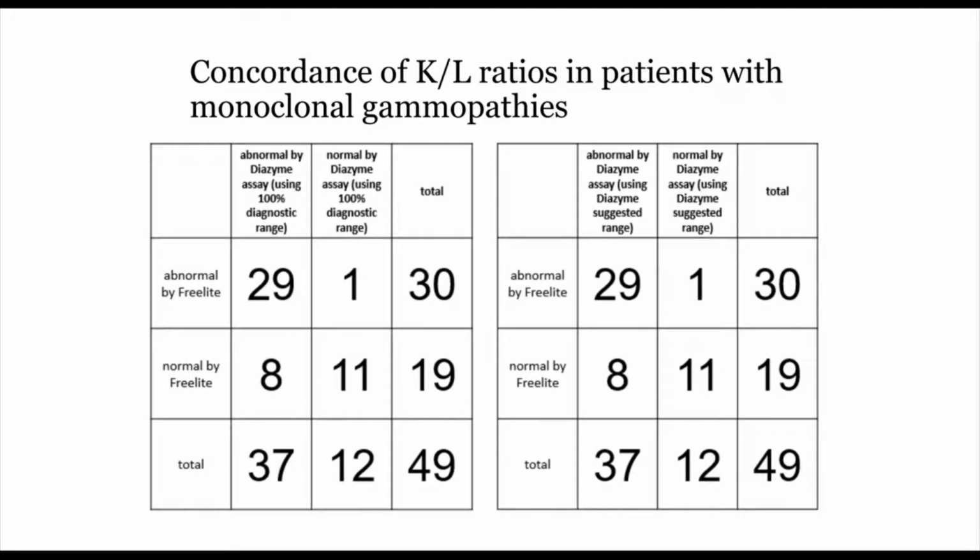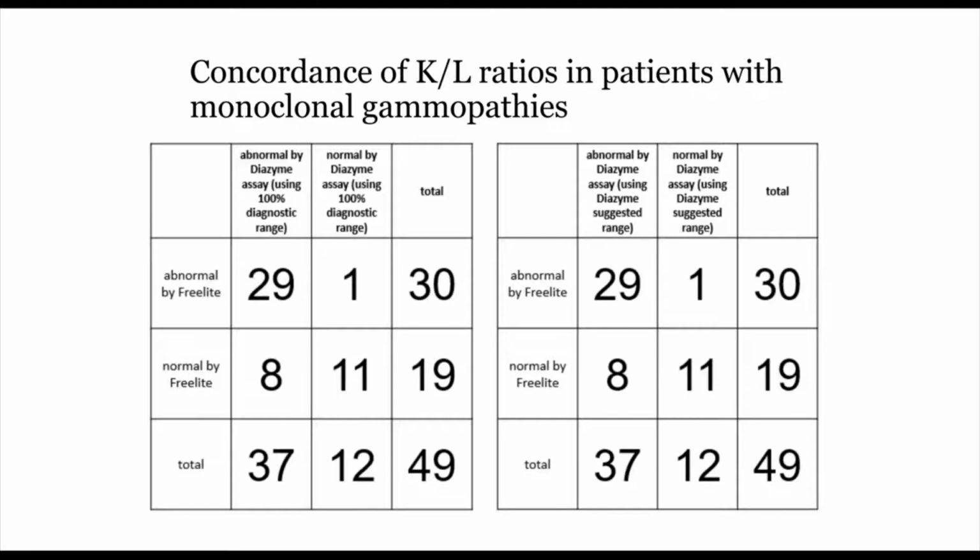In addition to monitoring the quantity of free kappa or lambda light chains, another key feature of free light chain assays is the ability to monitor disease progression using the kappa to lambda ratio. For this reason, we compared the concordance of abnormal kappa to lambda light chain ratios. As many of you are aware, there's an established kappa to lambda ratio which is currently used by clinicians to monitor patients when using the free light assay. We applied both the 100% diagnostic range as well as the Diazyme recommended kappa to lambda reference range to examine the concordance of specimens with normal and abnormal kappa to lambda ratios.